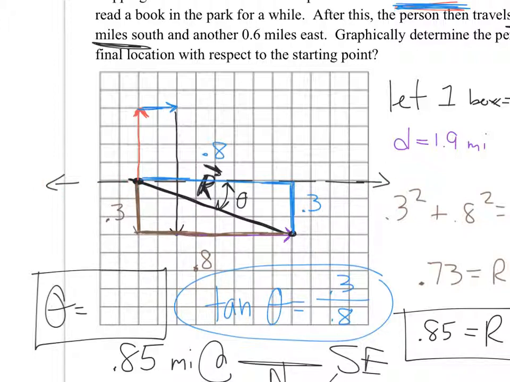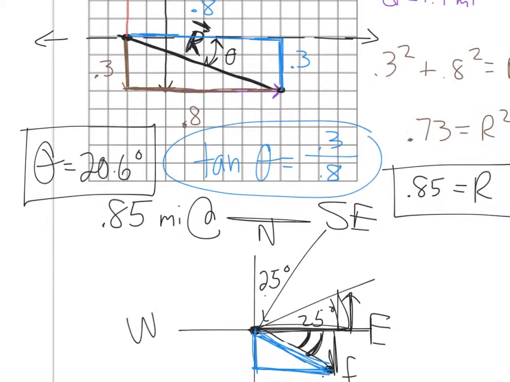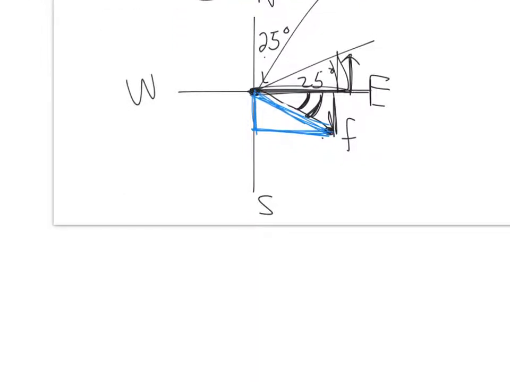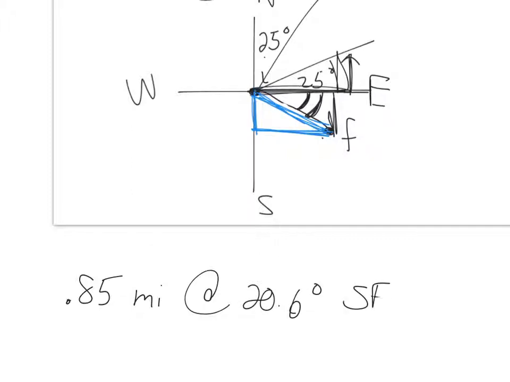Frank, how did Anthony do it again? Anthony said, why don't we find this angle here? And that would be 0.8 over 0.3 for the tangent. You get about 70, and then 70 from 90 would give you the 20 that's left over that Theo was telling us the answer actually is. Okay, cool. So you would say that the resultant is 0.85 miles at 20.6 degrees southeast.